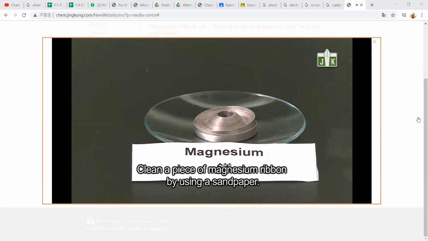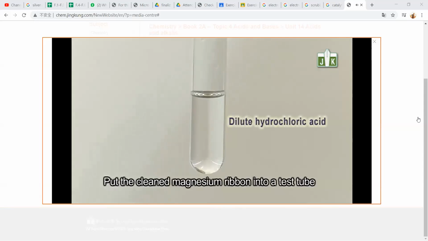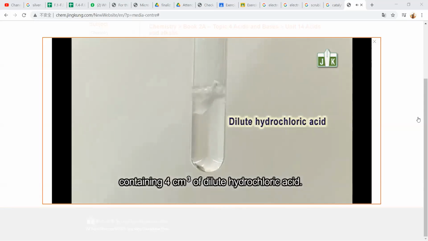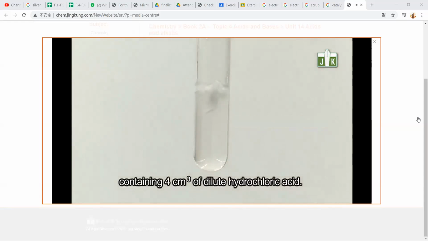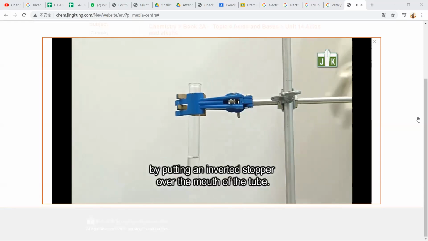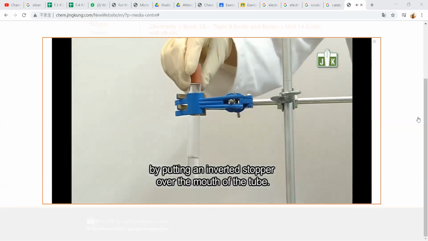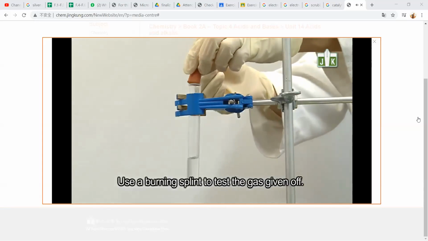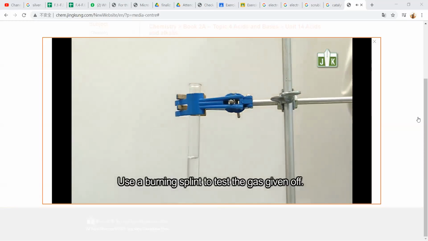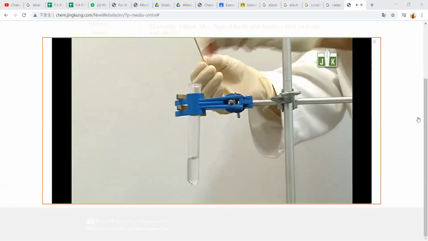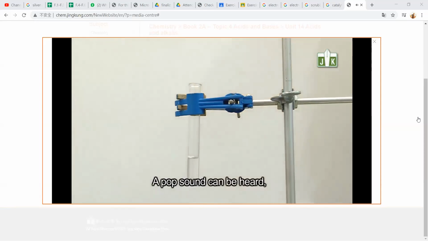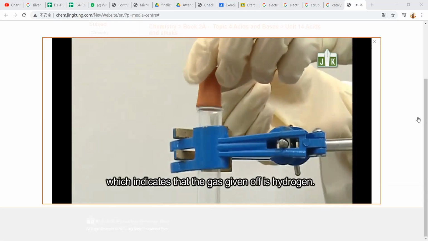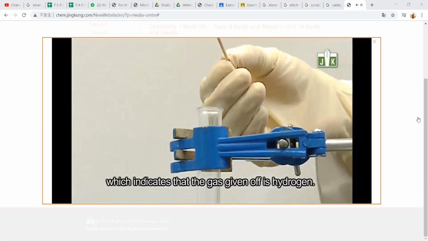Clean a piece of magnesium ribbon by using a sandpaper. Put the cleaned magnesium ribbon into a test tube containing 4 cubic centimeters of dilute hydrochloric acid. Trap any gas given off by putting an inverted stopper over the mouth of the tube. Use a burning splint to test the gas given off. A pop sound can be heard, which indicates that the gas given off is hydrogen.